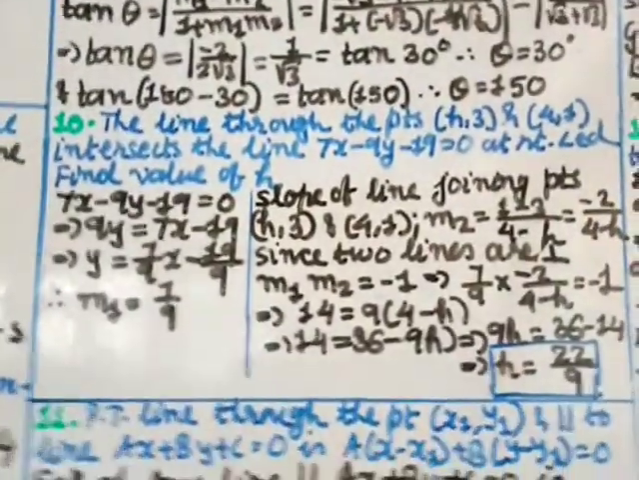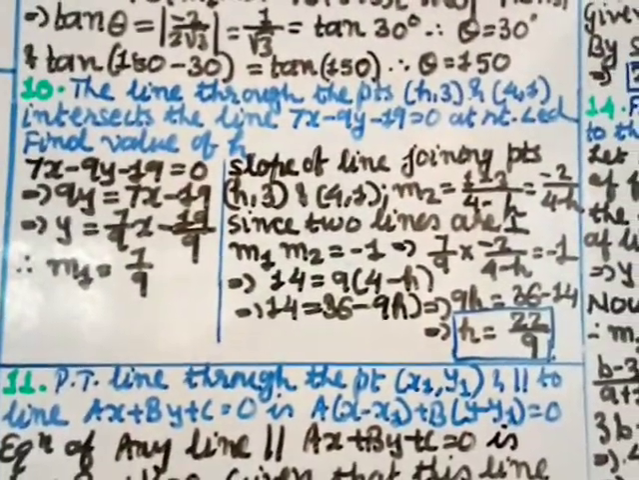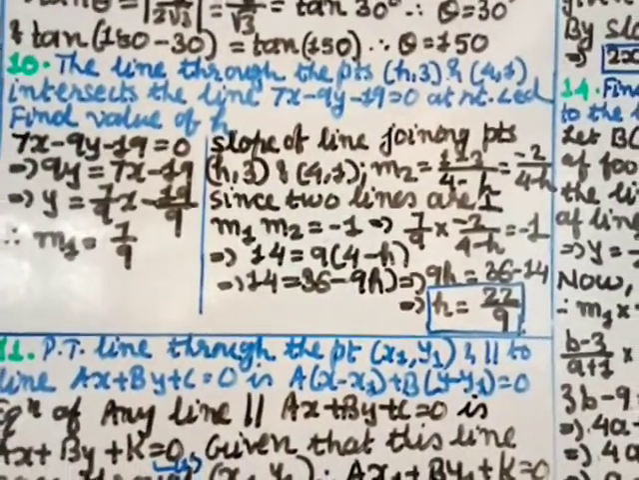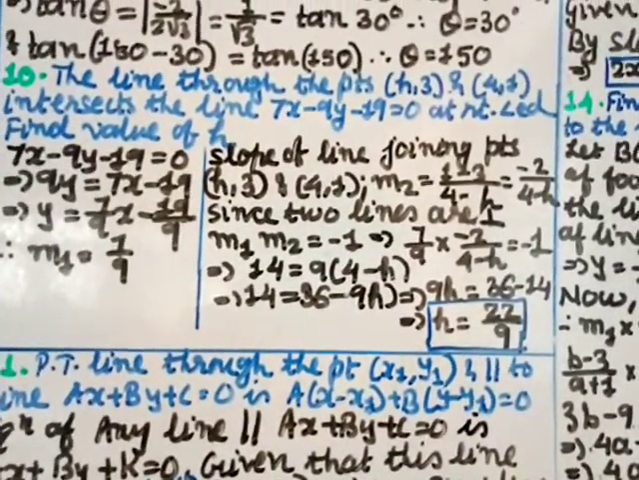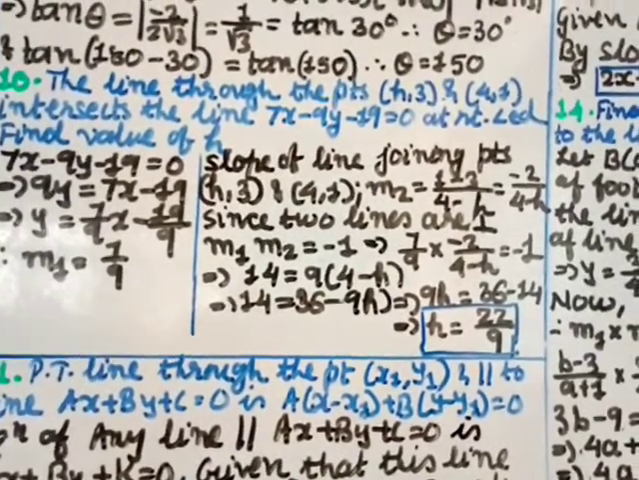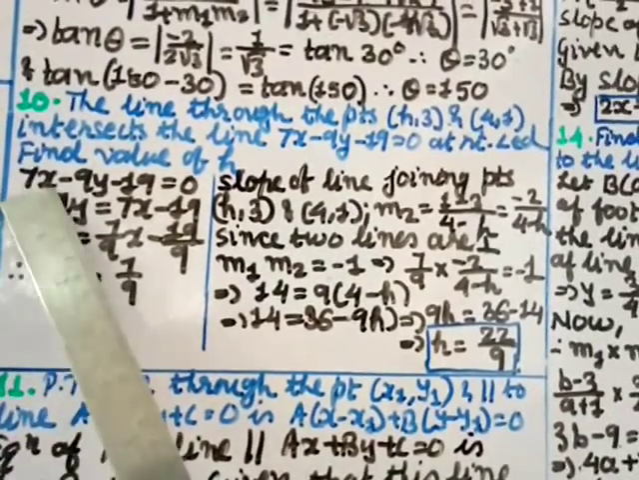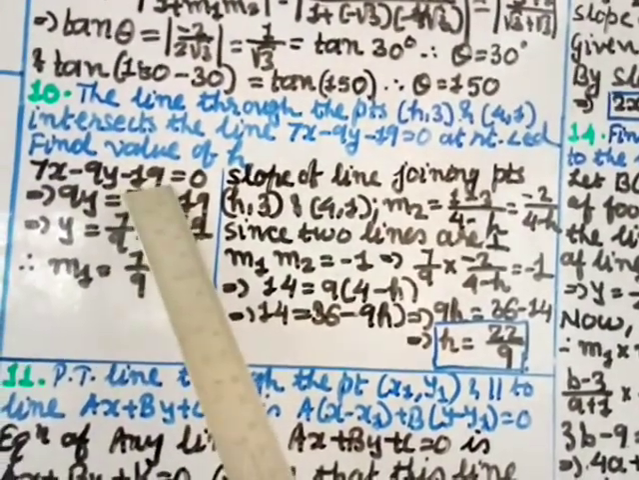Question number 10. The line through the points (h, 3) and (4, 1) intersects the line 7x minus 9y minus 19 equal to 0 at right angle. Find the value of h. The given equation of the line is 7x minus 9y minus 19 equal to 0.